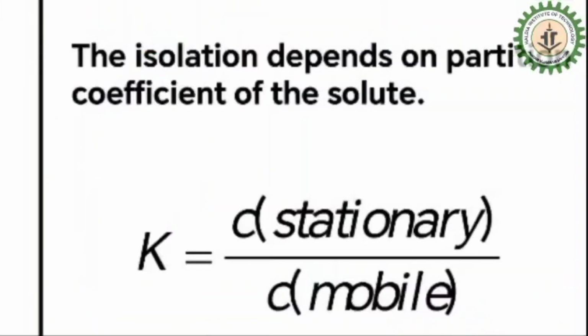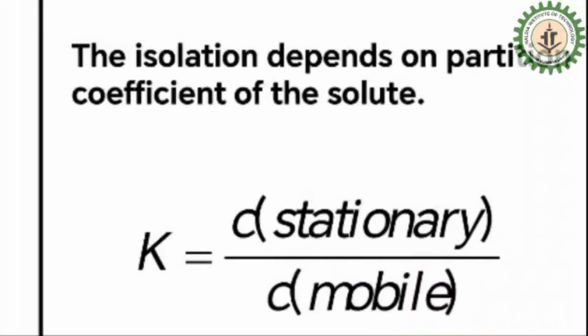Now, partition occurs between the mobile phase and the stationary aqueous phase bound by cellulose. The isolation of each solute depends on the partition coefficient of that solute. Again, the partition coefficient can easily be calculated by the following formula.